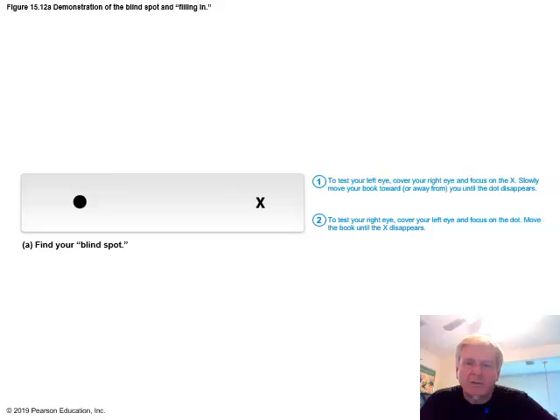So to test your left eye, cover your right eye, focus on the X, slowly move your book toward you until the dot disappears. To test your right eye, you cover your left eye, and you focus on the dot, move the book until the X disappears.